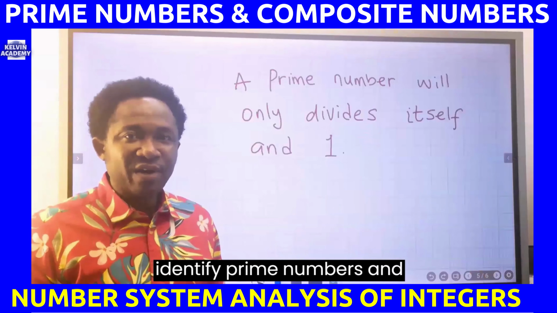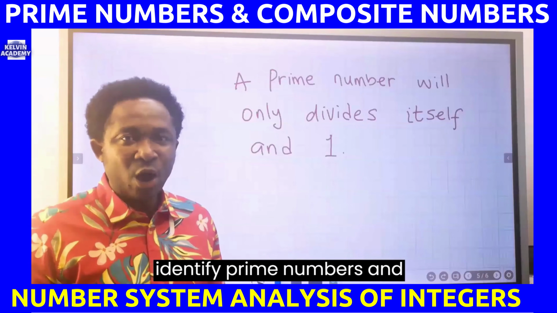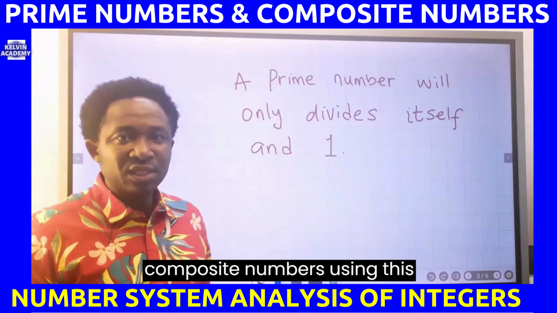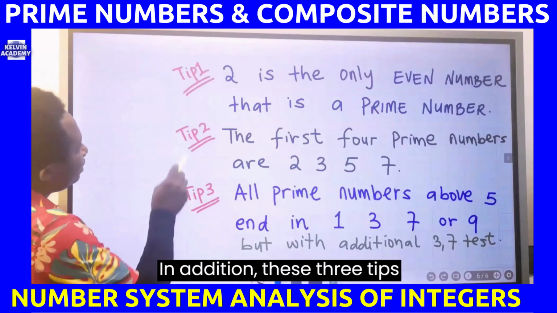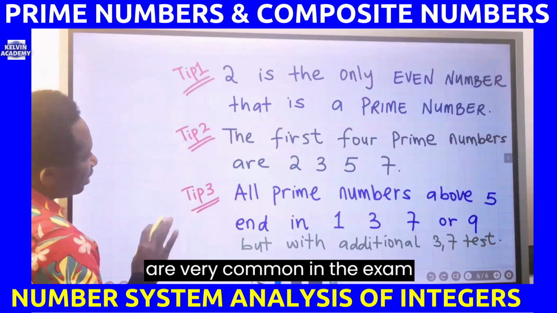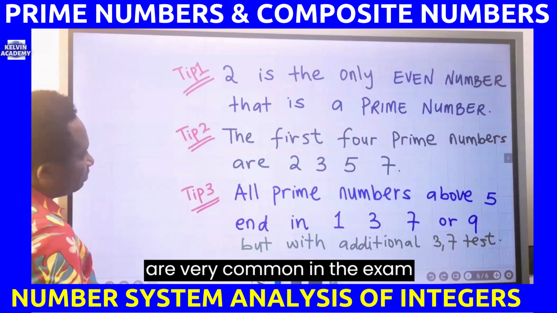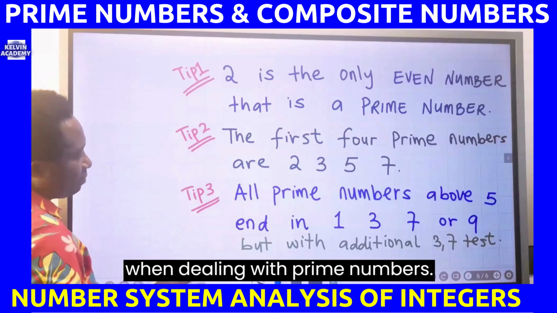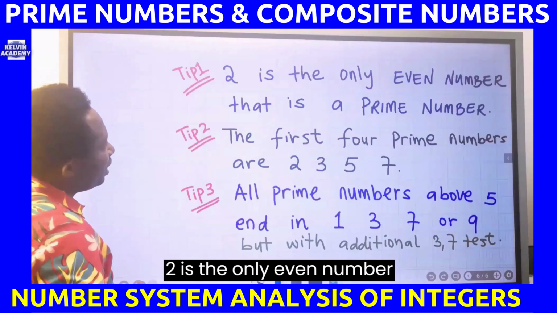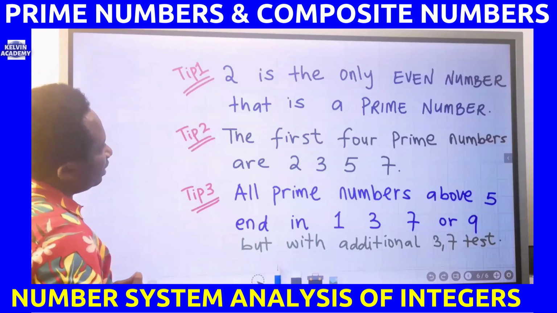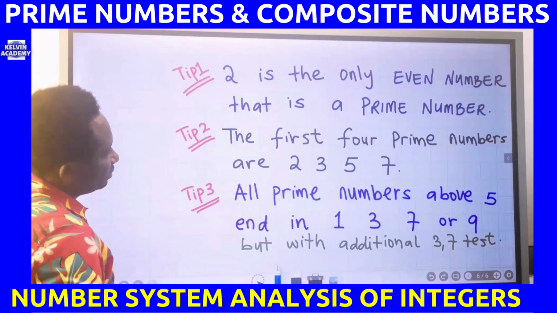Now you can identify prime numbers and composite numbers using this definition. In addition, these three tips are very common in the exam when dealing with prime numbers. The first consideration is that 2 is the only even number that is a prime number.